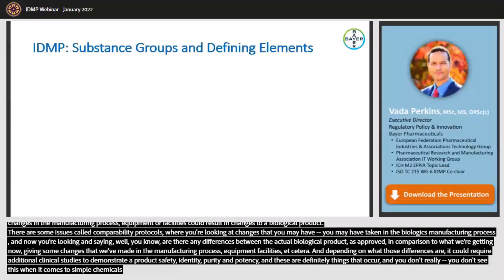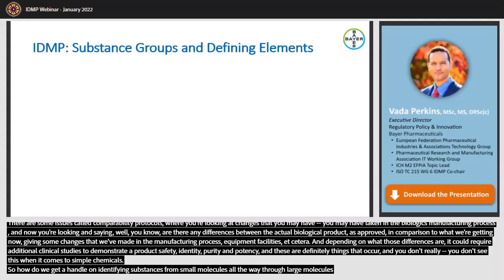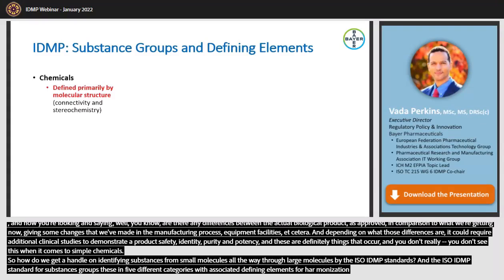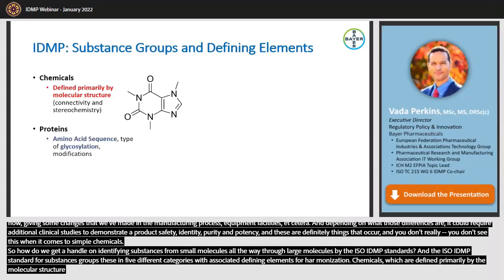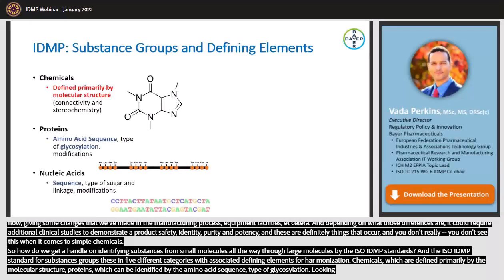So how do we get a handle on identifying substances from small molecules all the way through large molecules by the ISO IDMP standards? The ISO IDMP standard for substances groups these in 5 different categories with associated defining elements for harmonization. Chemicals, which are defined primarily by the molecular structure. Proteins, which can be identified by the amino acid sequence, type of glycosylation. Looking at nucleic acids, also looking at sequence, other modifications.